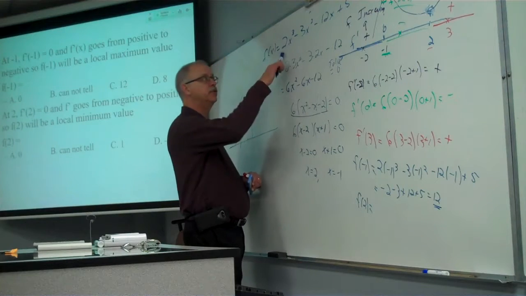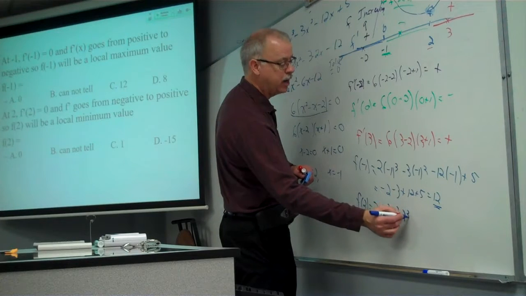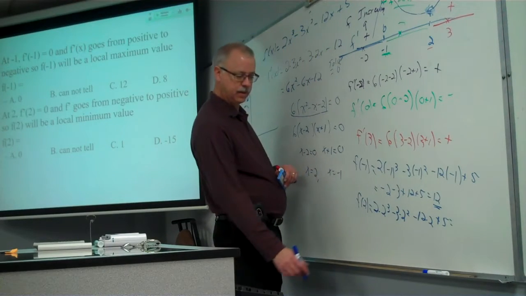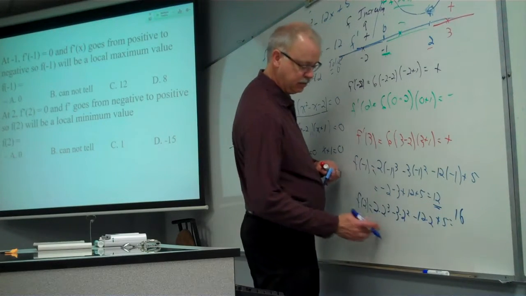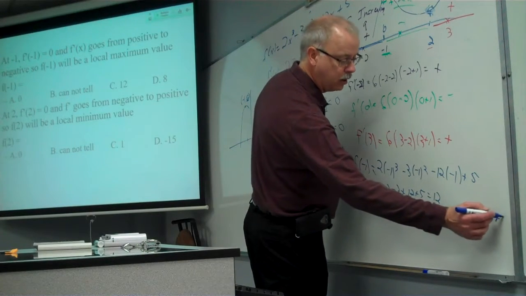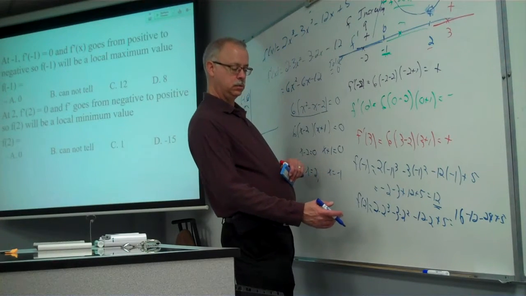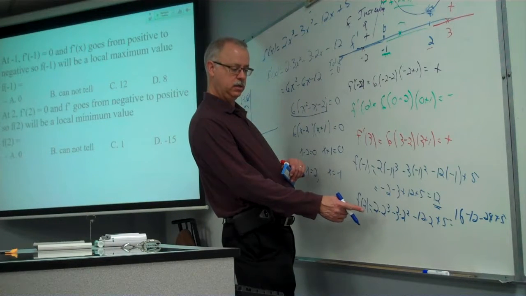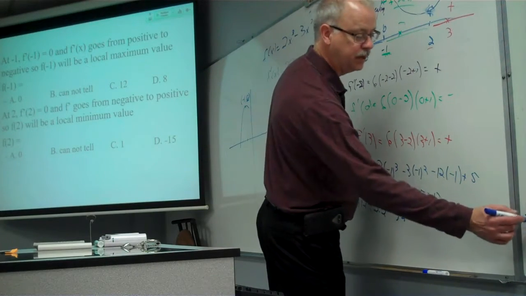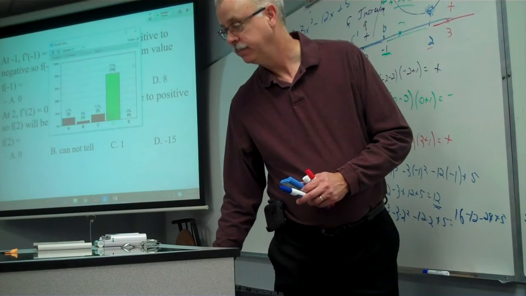And so for f of 2, we go back to the function. So it's 2 times 2 cubed minus 3 times 2 squared minus 12 times 2 plus 5. Which, let's see, that's 16 minus 12 minus 24 plus 5. I believe it was minus 15, which was D, and a lot more people got D this time.